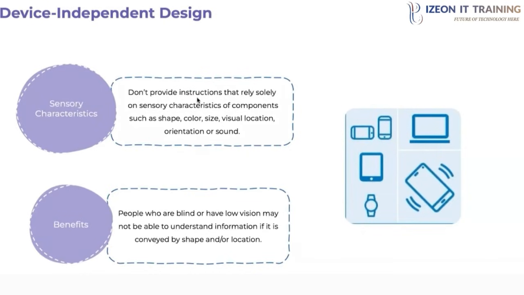Don't provide instructions that rely solely on sensory characteristics of components such as shape, color, size, visual location, orientation, and sound. So in a simple way, provide information through multiple sensory channels. Okay, jaise hi aap Google Pay karte ho toh vibrate bhi hota hai, right? It gives some vibration also.